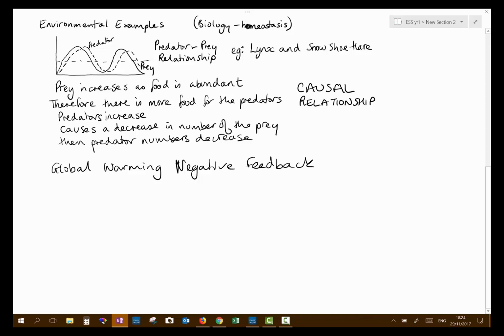Okay, so key again is that you've got to talk about the something that's changing. Okay, so there's more carbon dioxide in the atmosphere. This leads to a rise in global temperatures.